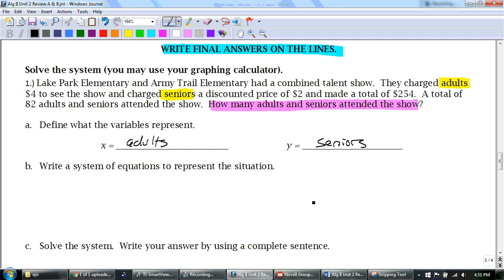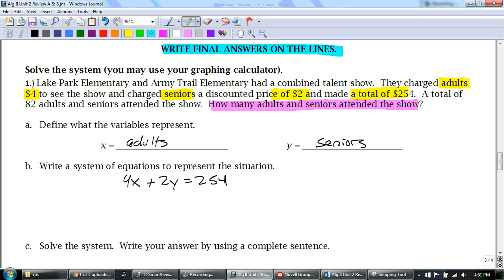Now write a system of equations to represent the situation. So remember, each sentence is an equation. So adults were $4, seniors were $2, and they made a total of $254. So that would be 4x plus 2y equals 254.